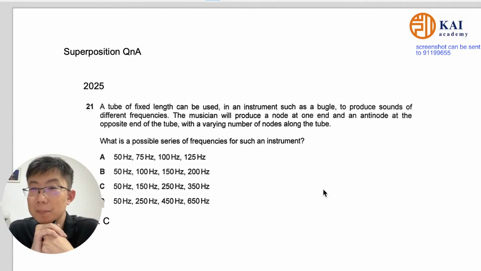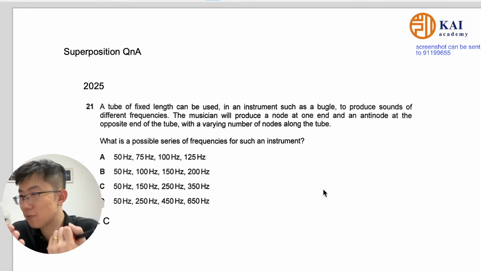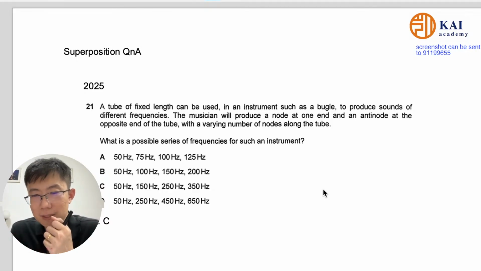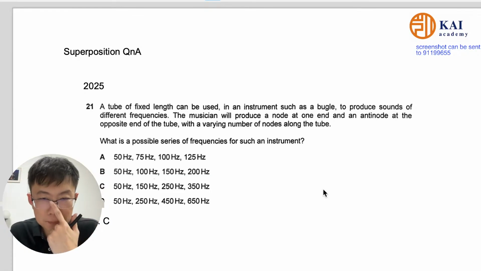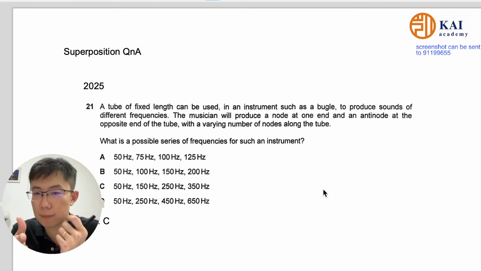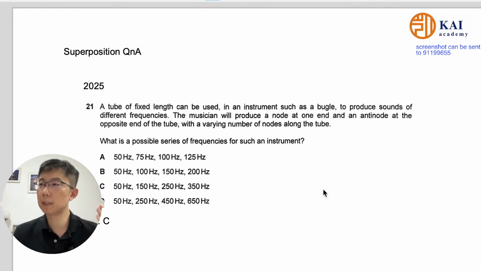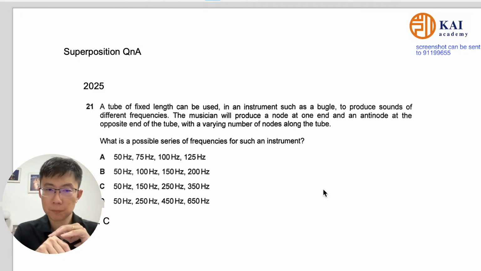The starting part of superposition actually deals with this thing called stationary wave. In essence, there are 4 phenomena: single slit diffraction, two source interference, or one of them is the Young's double slit, and then diffraction grating and stationary wave. All these are actually applications of the principle of superposition.